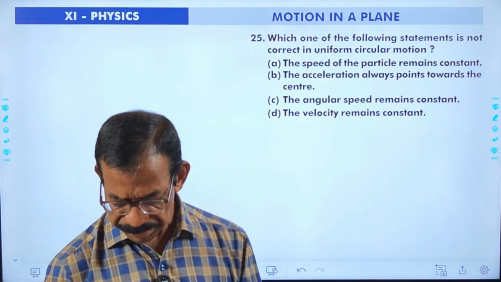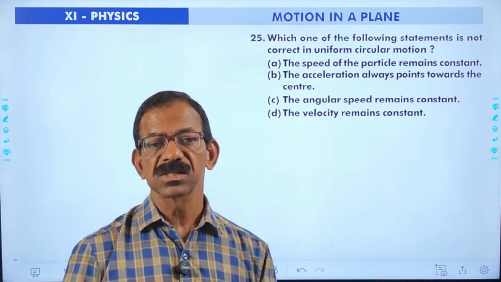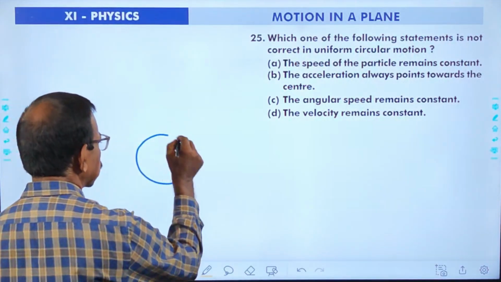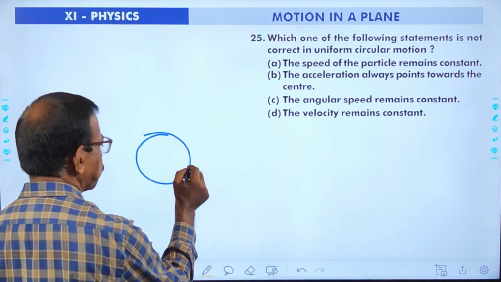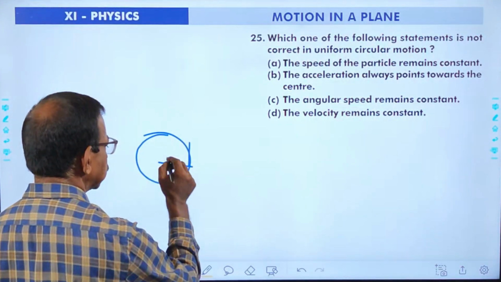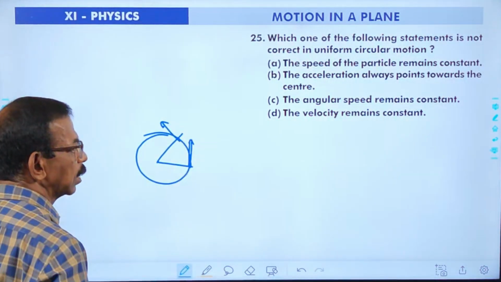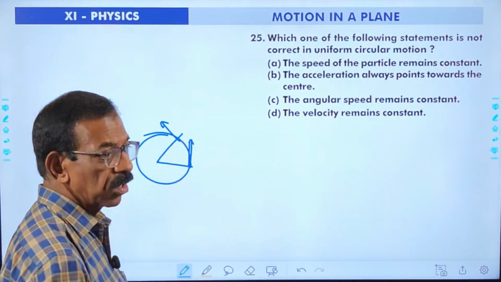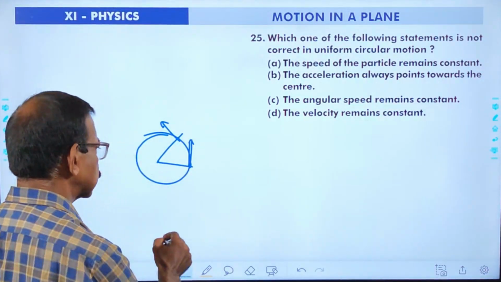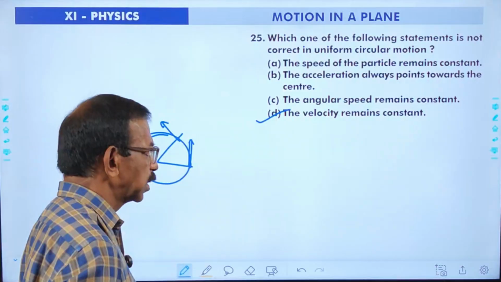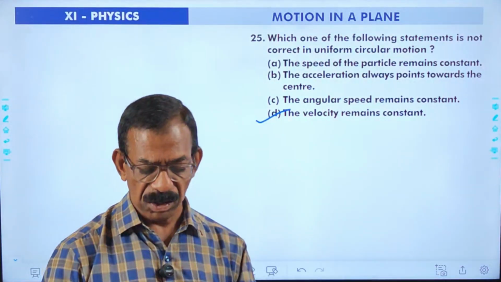And option D is the velocity remains constant. But it is wrong, since for uniform circular motion, the radius is the same and the speed is the same, but the direction will change from point to point. That is, the velocity will not remain constant. Velocity will change because of the change in direction. Hence, the correct answer is option D, the velocity remains constant.